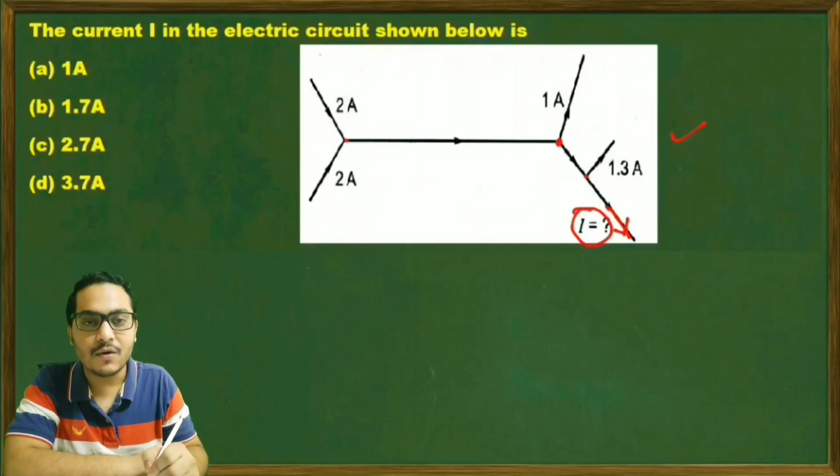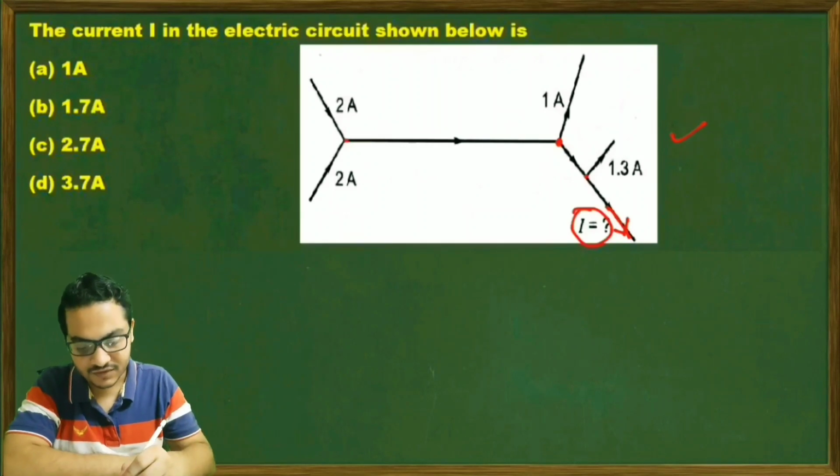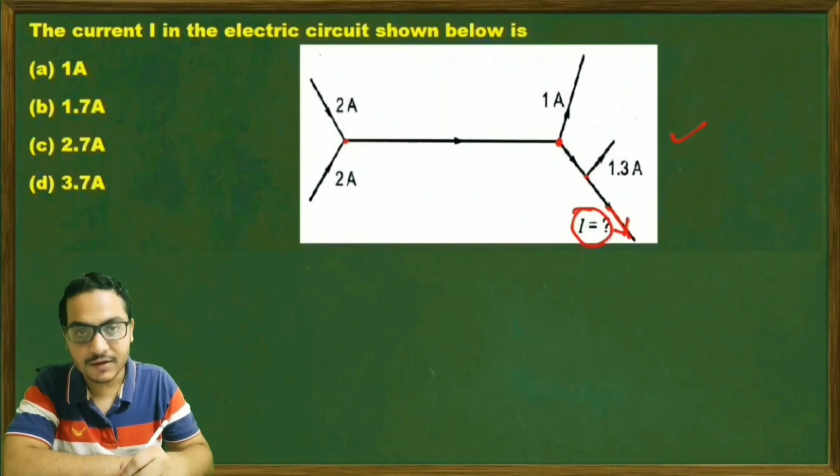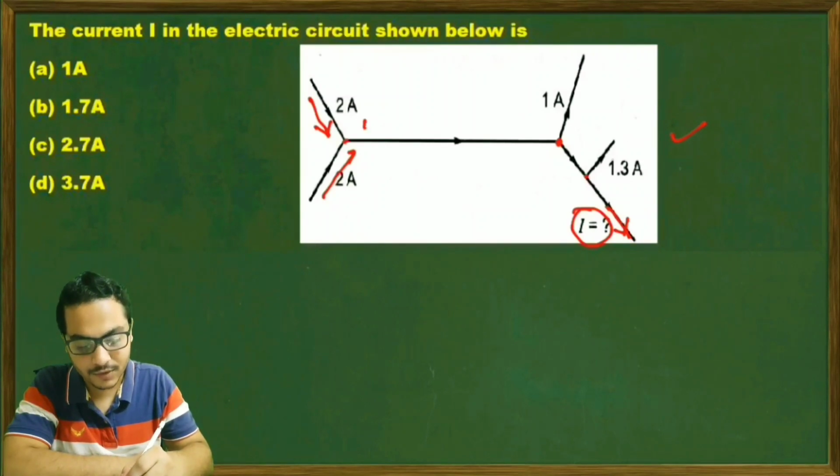Now what does KCL say? KCL states that the total incoming current equal to the total outgoing current. So consider this node. Here the total incoming current is how much? That is your current is coming 2 ampere from one branch and another 2 ampere from another branch. So the net outgoing current will be 2 plus 2 equal to 4 ampere.